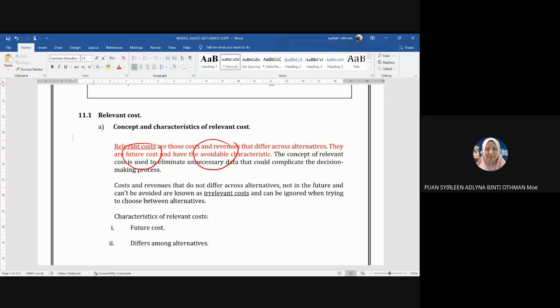Okay, so cost and revenue that do not differ across alternative, not in the future and can't be avoided are known as irrelevant costs. Okay, so ini dia bagi tahu tentang irrelevant cost. Okay, so dia adalah opposite kepada relevant cost. Kalau relevant cost tu dia future. Okay, kalau irrelevant ni maknanya tak relevan. Kalau irrelevant tu dia ialah not in the future. Maksudnya benda yang sudah berlaku. It's in your past.